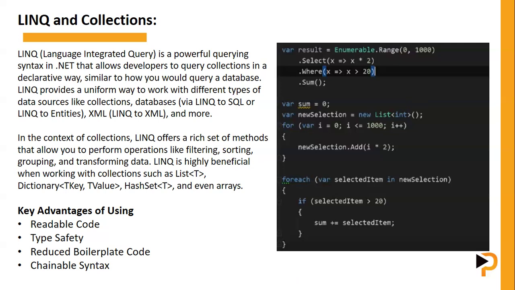Now, chainable syntax. It provides you chainable syntax. Whatever the output of the previous query is, only that output is considered as the input for the next query. For example, whatever values get selected over here, from those values we find out which are greater than 20. Only the values greater than 20 are applicable for the sum. So this is the chainable syntax which is available in LINQ query for collections.